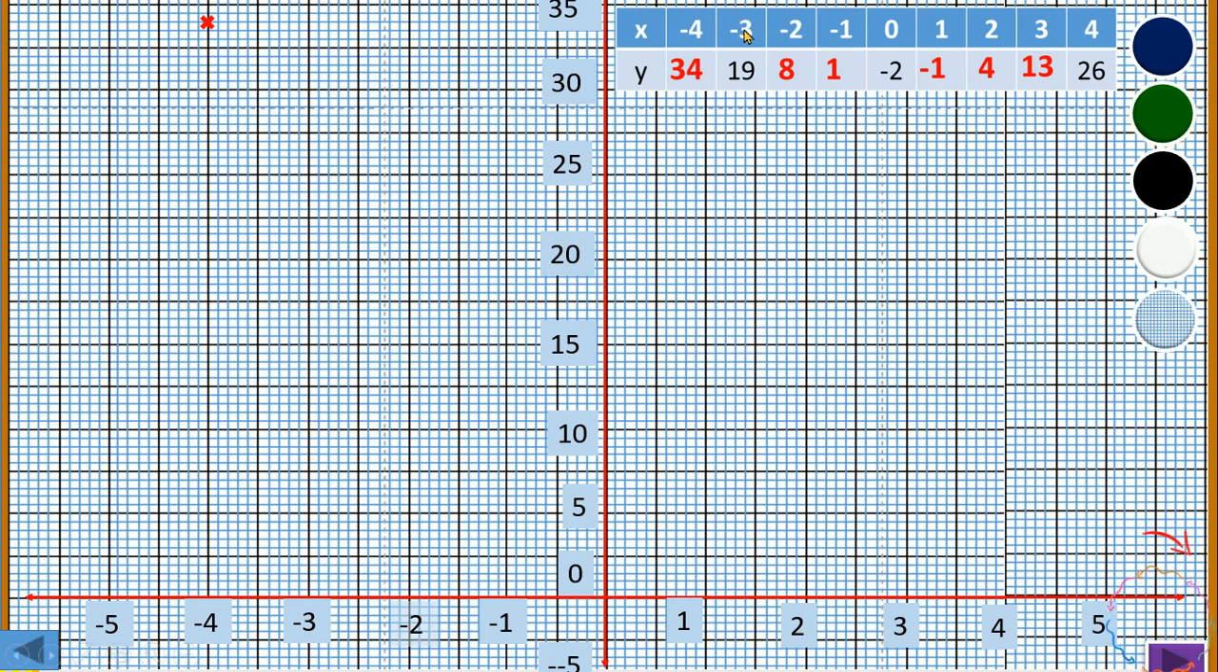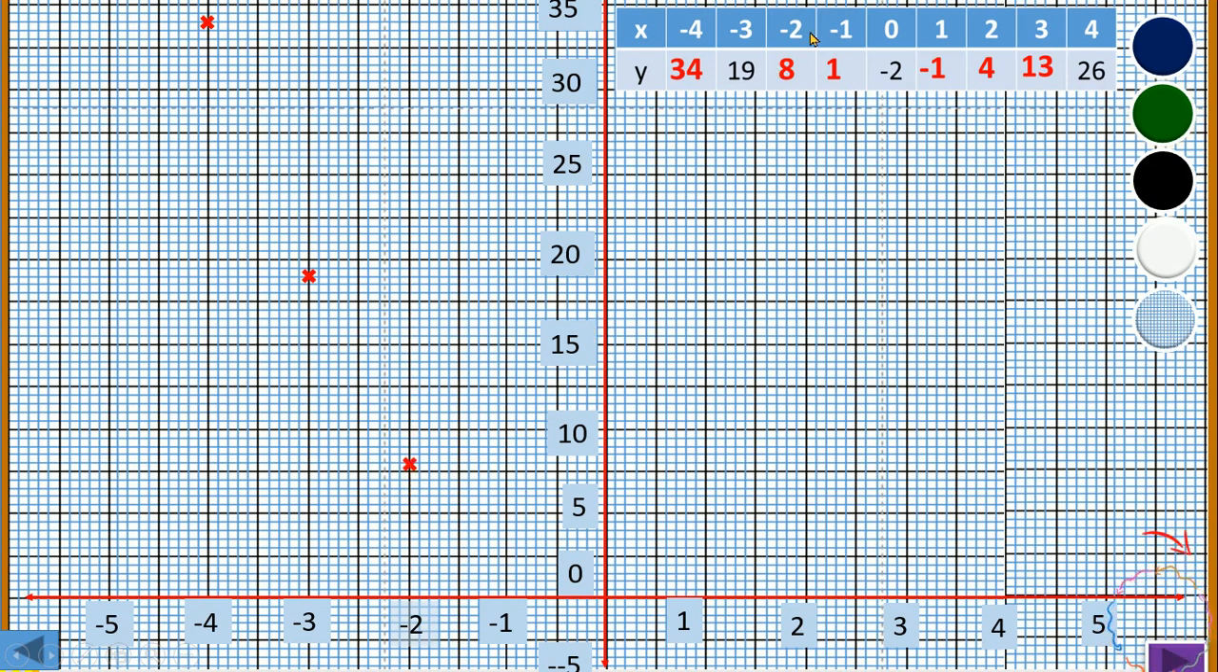Now, when x is equal to minus 3, y is 19. This is minus 3. Then this is 20. Drop 2 small squares below 20. That's 19. When x is minus 2, y is 8. Then 8, if this is 5, this is 6, this is 7, and then this is 8.